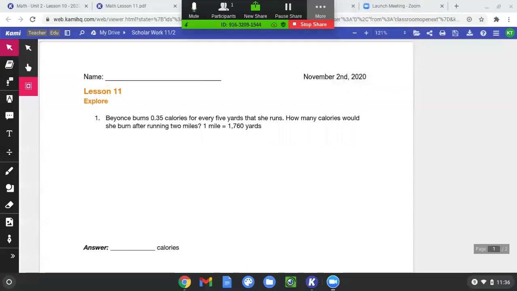Okay, this is our last and final problem. And it's about the Queen Bee, Miss Beyonce. So, every 5 yards that Beyonce runs, she burns 35 hundredths of a calorie. How many calories would she burn if she ran 2 miles? So, let's get our game plan going.